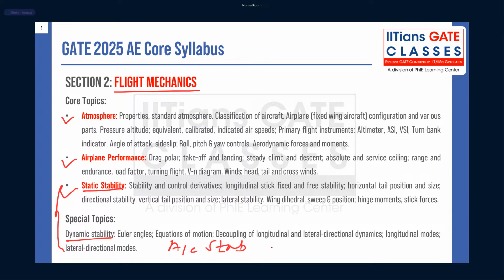Okay. And the weightage for flight mechanics usually varies. It is around 17 to 23 marks, it varies.